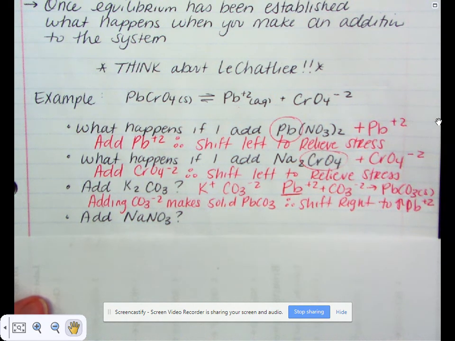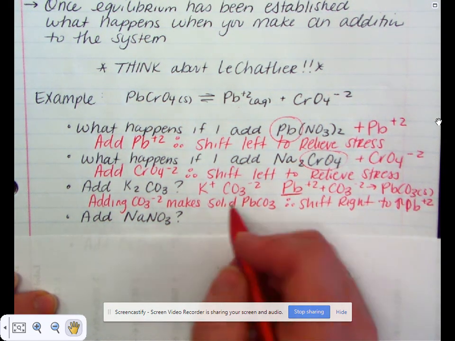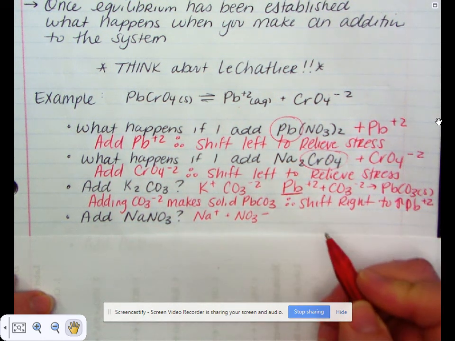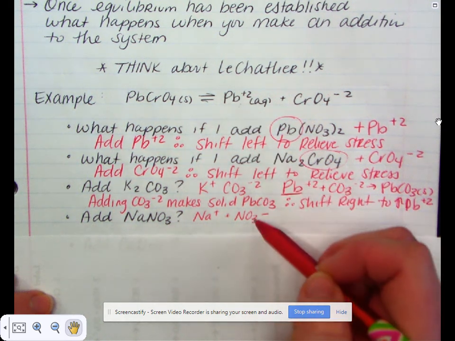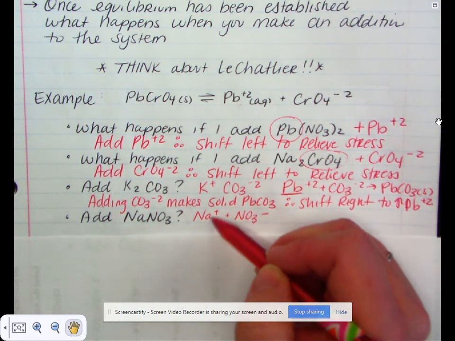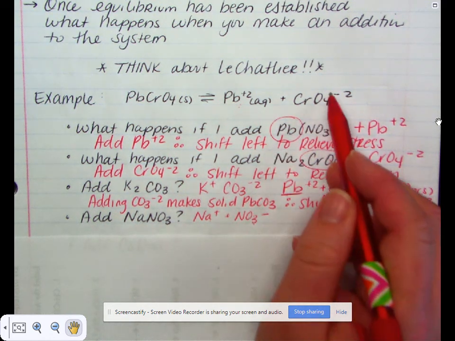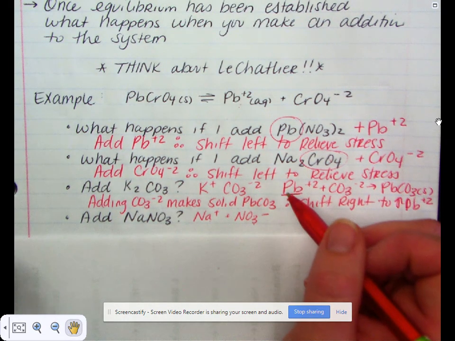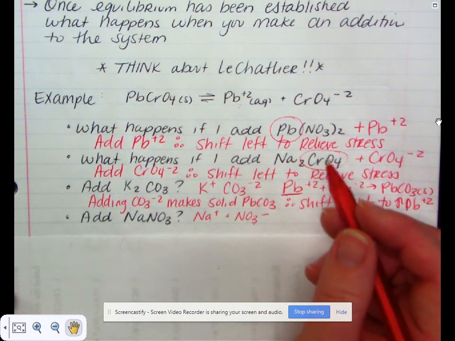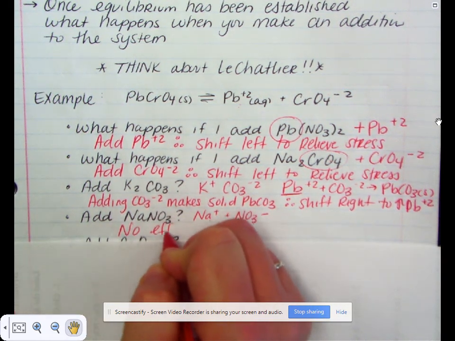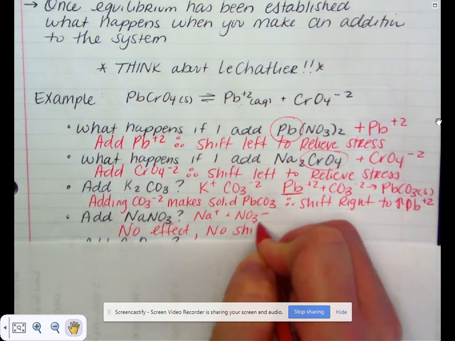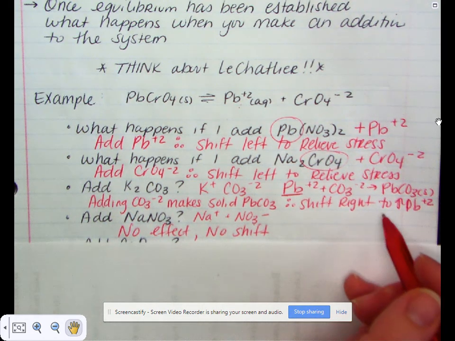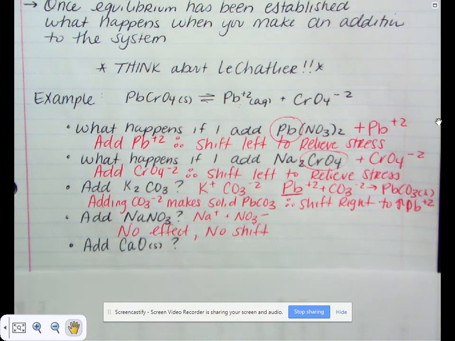So the next one, NaNO3. So I know this is soluble. I'm adding Na plus and NO3 minus. Well, NO3 with Pb is not going to do a darn thing because it's still soluble. What about my Na and my CrO4? Pretty sure that's still going to be soluble. I'm 100% positive, in fact. So what happens? Nothing. No effect. No shift. If they're not common and they don't do anything like make a solid, then nothing happens. They're just there, floating around, not doing anything.